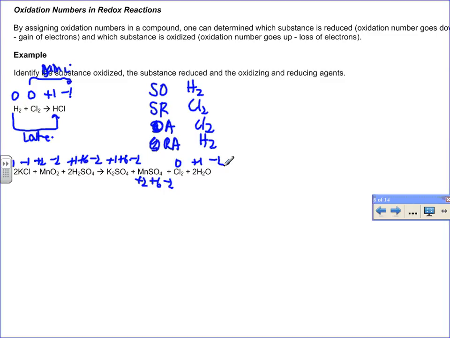Now, not every single element is going to have a change in oxidation state. Only the substances that are being oxidized and reduced will experience a change. So what we need to do is look for an element that has changed. So for example, manganese.